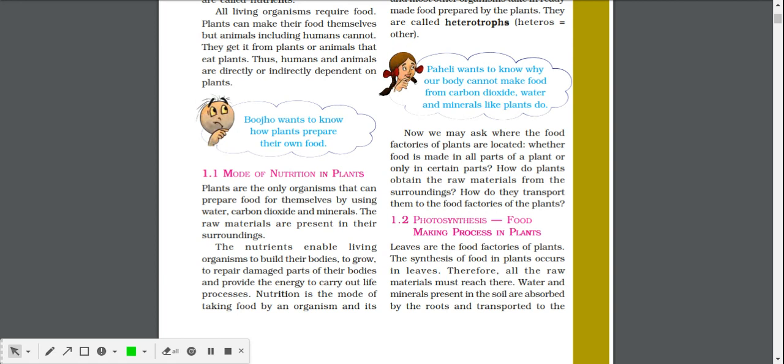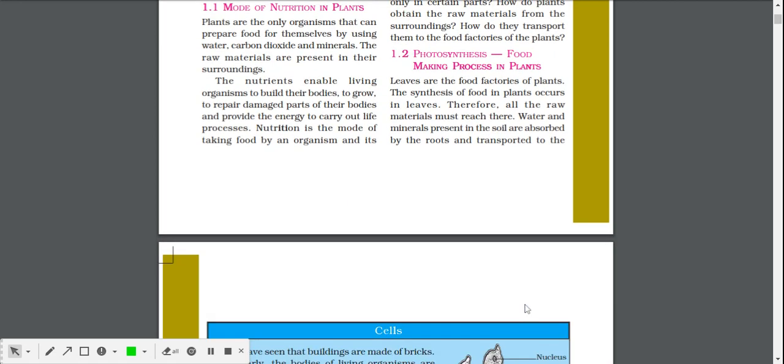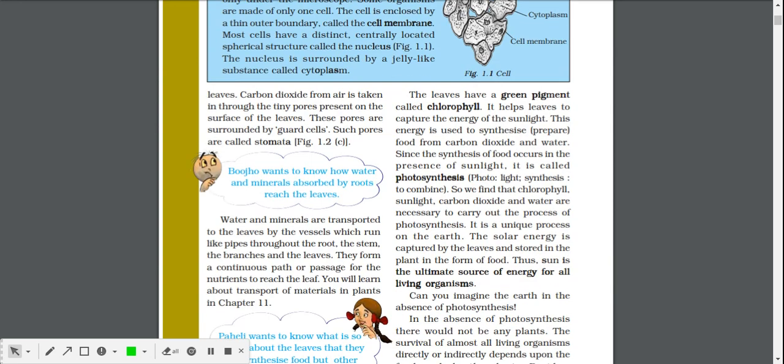Therefore, all the raw materials must reach the leaves of the plant, where the food is going to be made. So water and minerals present in the soil are absorbed by the roots and transported to the leaves. Carbon dioxide from air is taken in through the tiny pores present on the surface of the leaves. These tiny pores we call stomata, and these stomata are surrounded or controlled by the guard cells. Right? Guard cells are basically those cells which control the opening and closing of the stomata.